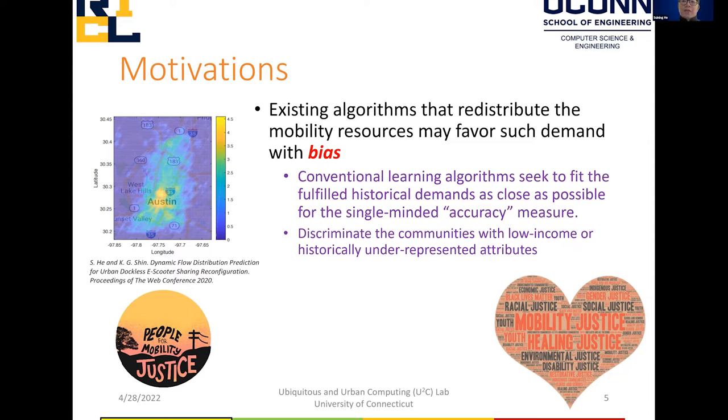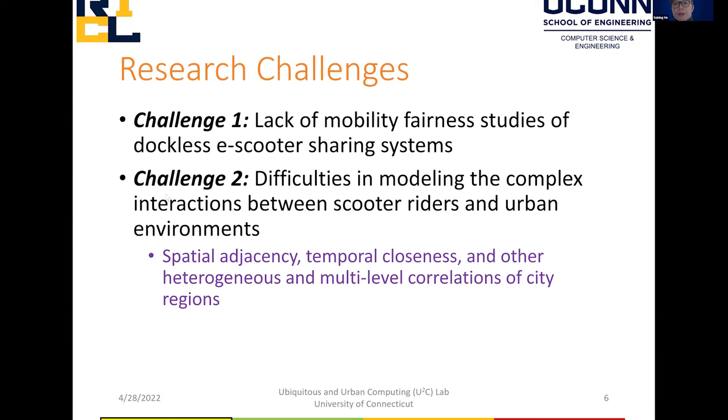For example, in the left-hand side diagrams, you can see that the distributions of the demand may come from the central business area of the city of Austin in Texas. Those distributions may be fitted by existing algorithms in a very single-minded manner, and that will lead to a potential issue, so-called mobility injustice, for low-income and underrepresented groups. So in this work, we try to address these issues to see whether we can enhance mobility justice in a different way. In order to realize this analysis, we are facing two major challenges.